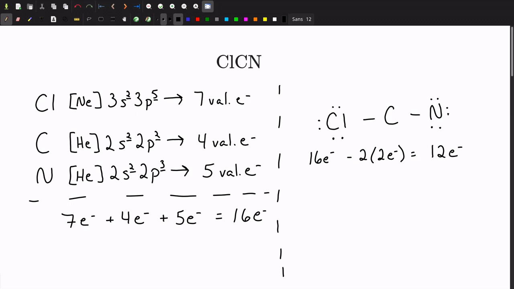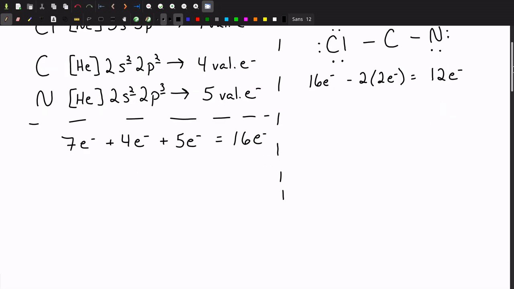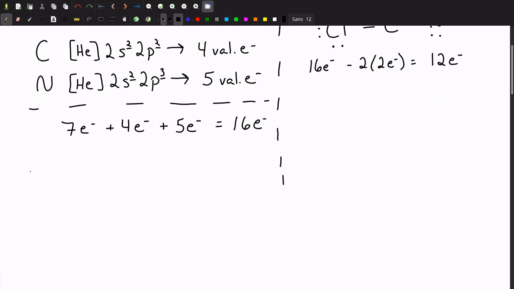Now, if you think about it, there's a few choices that we could have here. We could take both of the lone pairs from nitrogen. We could take both of the lone pairs from chlorine. Or we could take 1 lone pair from chlorine and 1 lone pair from nitrogen. Let's consider these 3 different choices for a second.